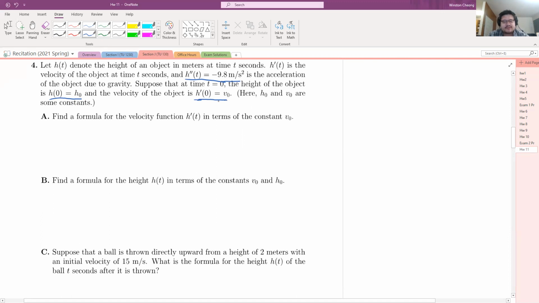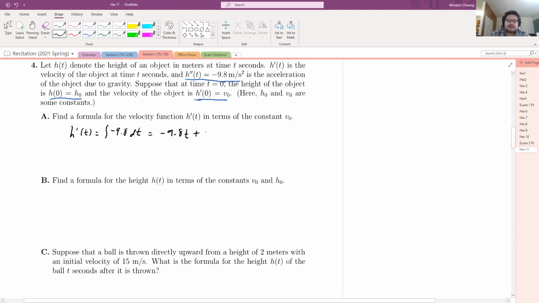But instead of giving us actual numbers, it just gives us 2 extra variables, h naught and v naught, but you can treat them as numbers, and you'll see that it's the same thing as what was just done. So we integrate it one time to go from h double prime to h prime. And so, in order to spell this out, I'll say we're integrating this function negative 9.8 with respect to t. So since the function is defined in terms of t, we're integrating with respect to t. And we'll just end up with negative 9.8t plus a constant.